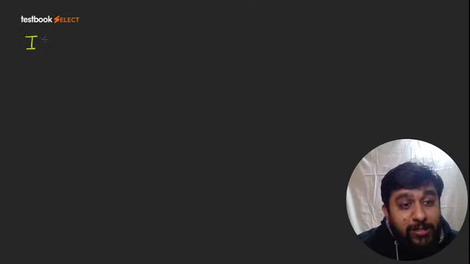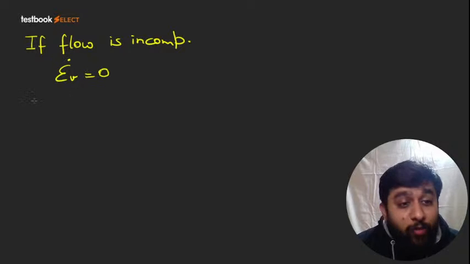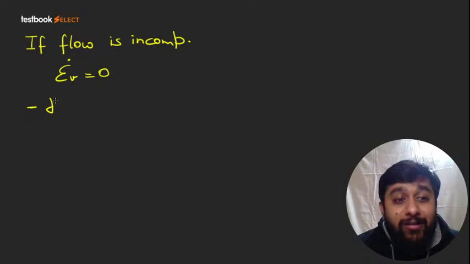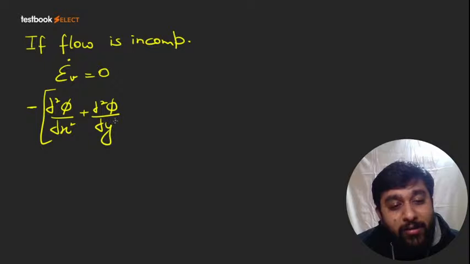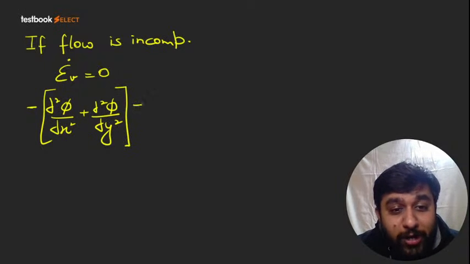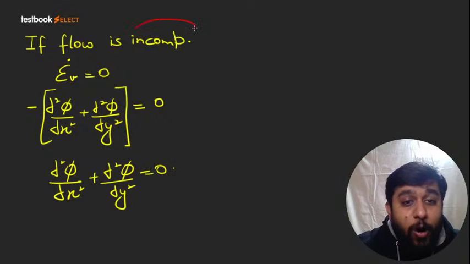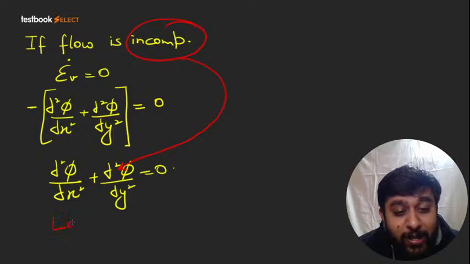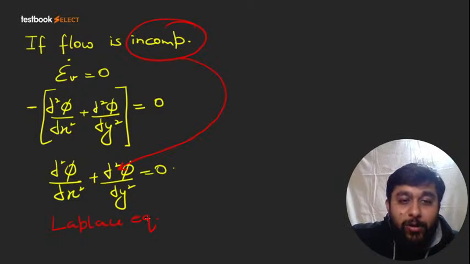But let us suppose the flow is incompressible. If the flow is incompressible, then your volumetric strain rate is going to be 0. But what is the formula of volumetric strain rate in terms of velocity potential function? It is minus of del square phi by del x square plus del square phi by del y square. So if the volumetric strain rate is 0, this is 0. So del square phi by del x square plus del square phi by del y square equal to 0. So what we are getting is that for incompressible flow, the phi is satisfying the Laplace equation. I hope you remember this.